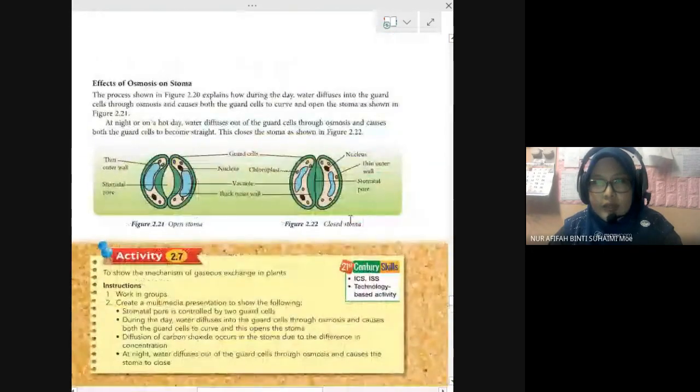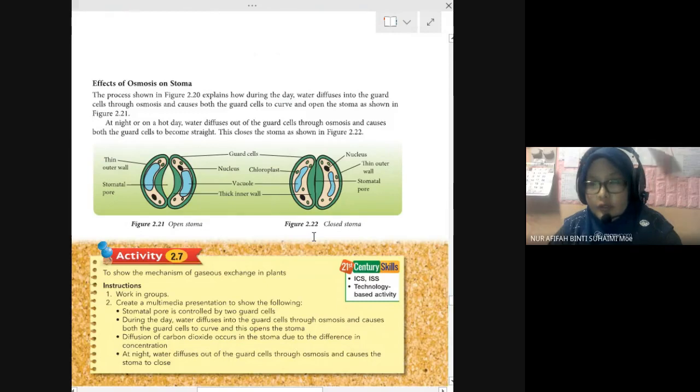Right. Effect of osmosis on stoma. Okay, what I explained just now: it will cause the stoma to open and also to close. Open during photosynthesis and close at night during respiration. Okay.